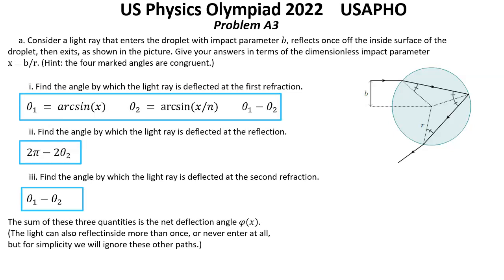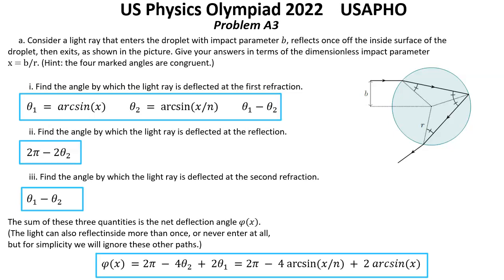Thus, we conclude the total deflection angle as a function of x, phi of x equals 2 pi minus 4 θ2 plus 2 θ1, or this expression: 2 pi minus 4 arcsine of x over n plus 2 arcsine x. That was the solution for question A.